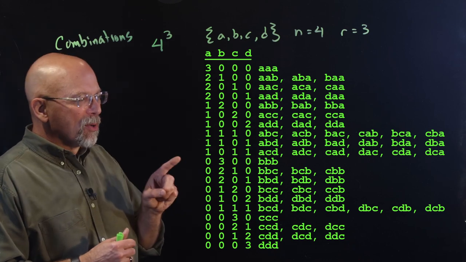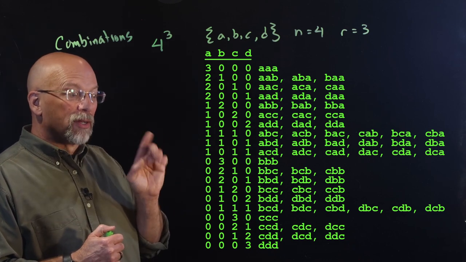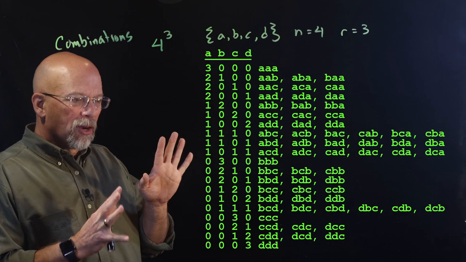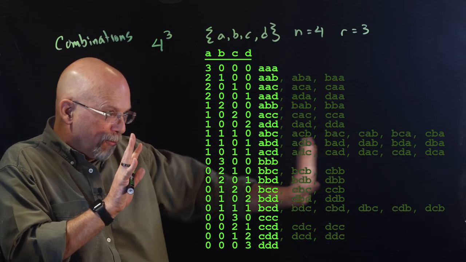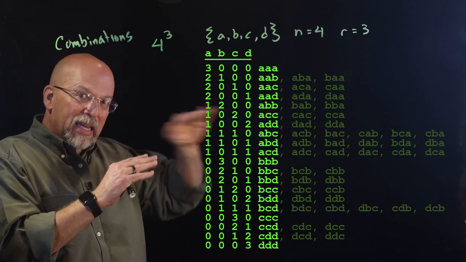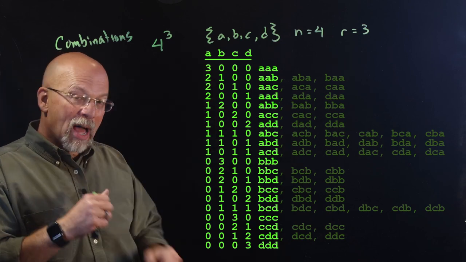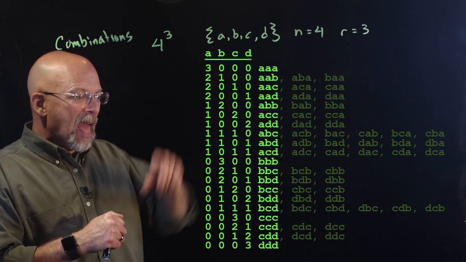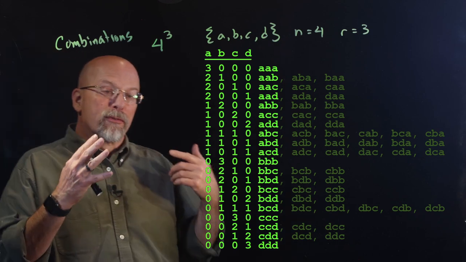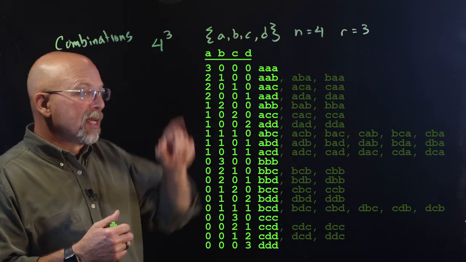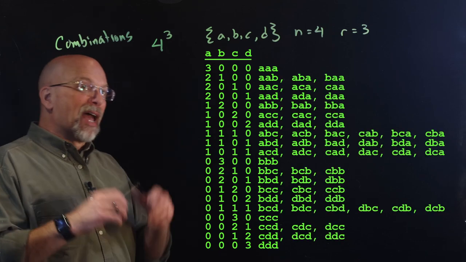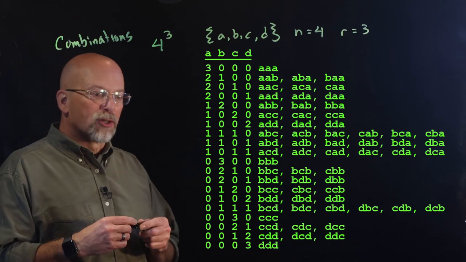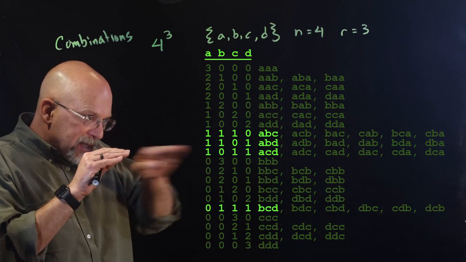Anyway, now what we're saying is duplicates are allowed and order doesn't matter. So as soon as you say order doesn't matter, you take out all those different orderings that were in each one of the rows, and you only have one option for each one of those rows. And in the end, what we've got for an N of 4 and an R of 3 is we have 20 combinations.